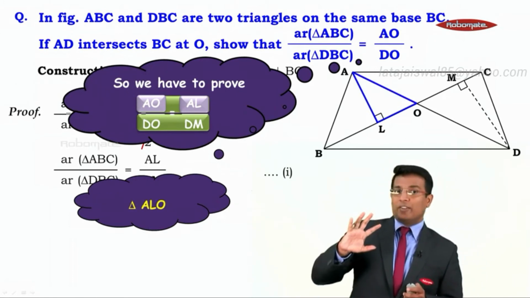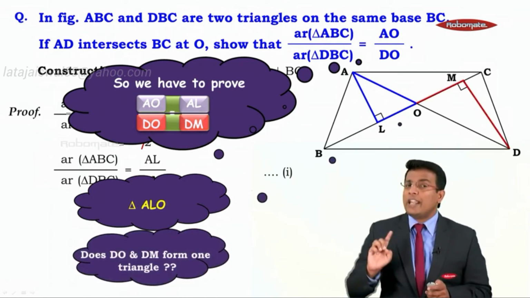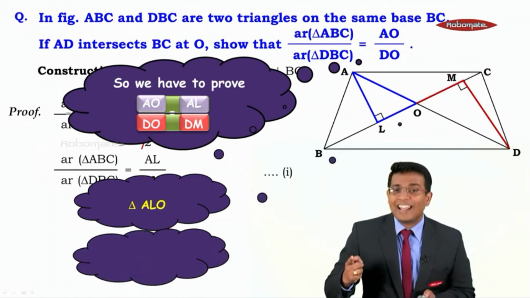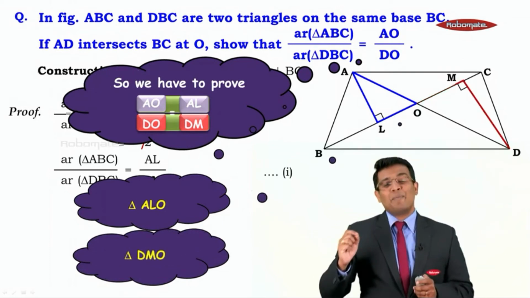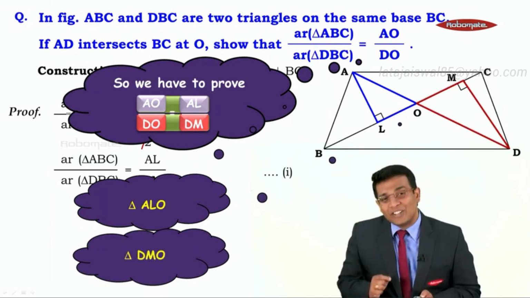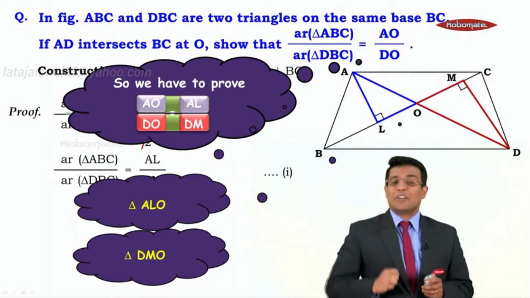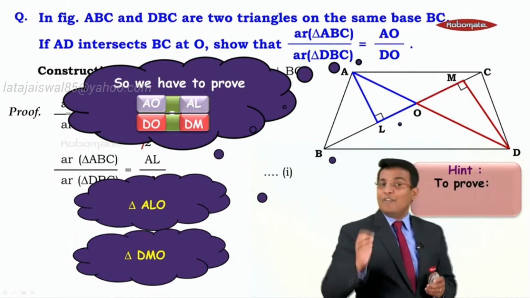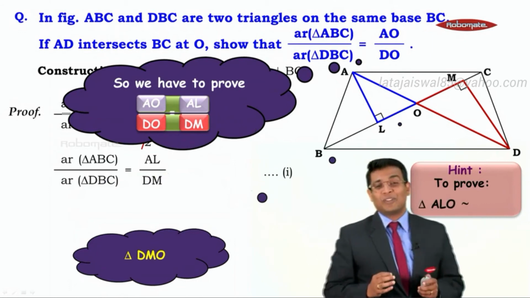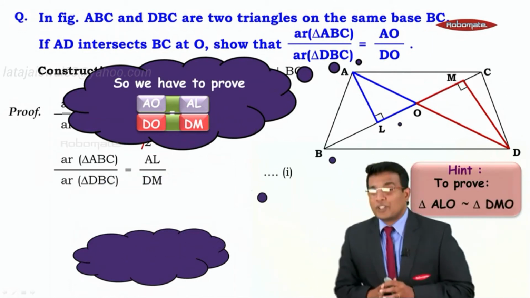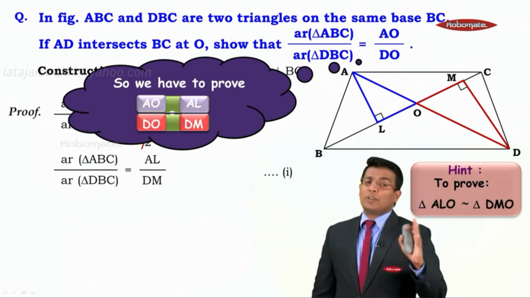So this is one triangle, right? So that we get the numerator. Now if you look at the denominator, DO and DM, do they form one triangle? Yes, they form one triangle. Which triangle is that? It is triangle DMO. That means these are the two triangles which we need to prove similar, because if we get them similar, then we are getting these ratios equal. Superb. So now we have the hint. We have to prove that triangle ALO is similar to triangle DMO. Now this is what we need to get in the sum. So is this much clear to everybody? Simple, right? Too easy.